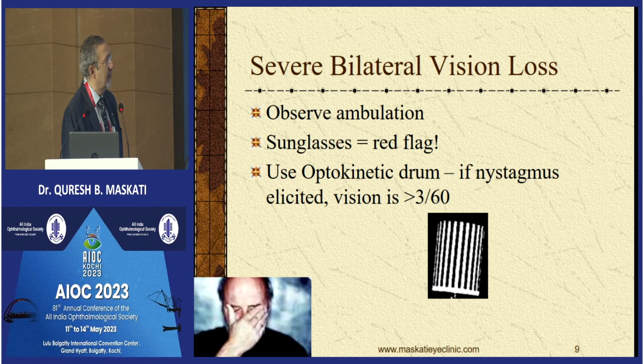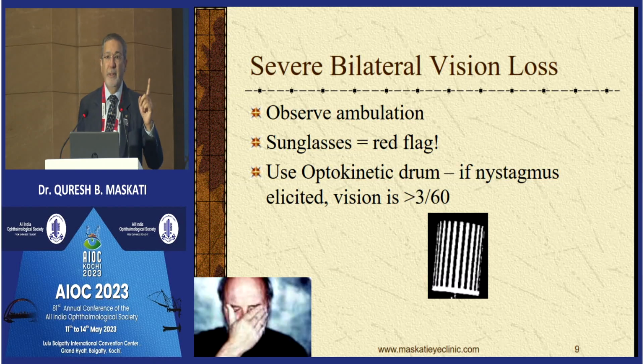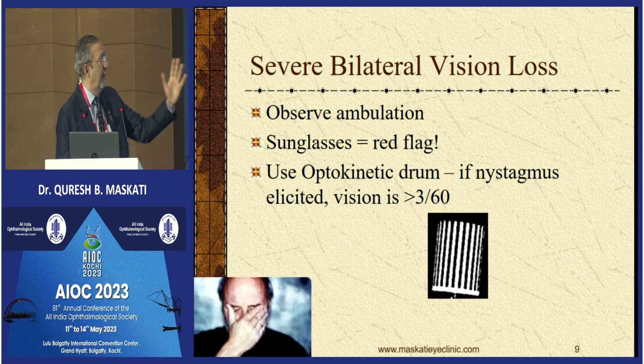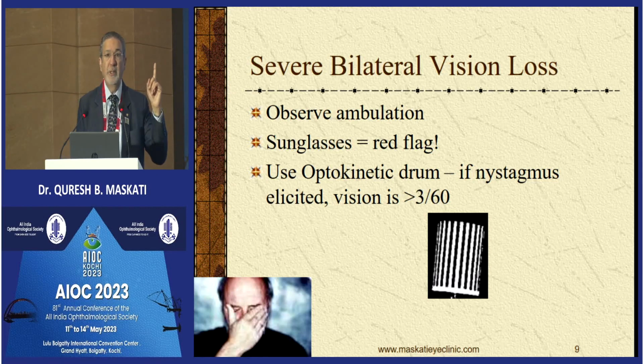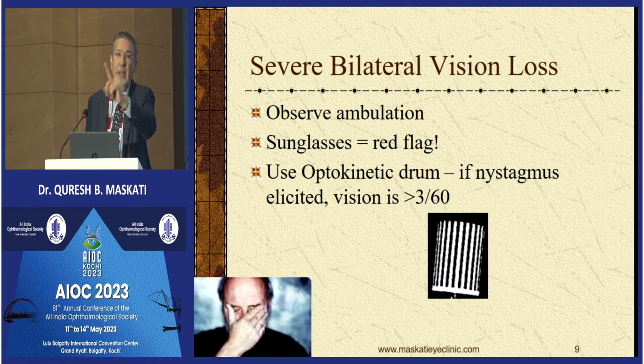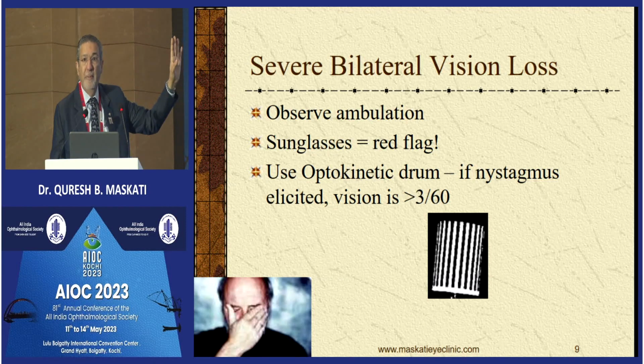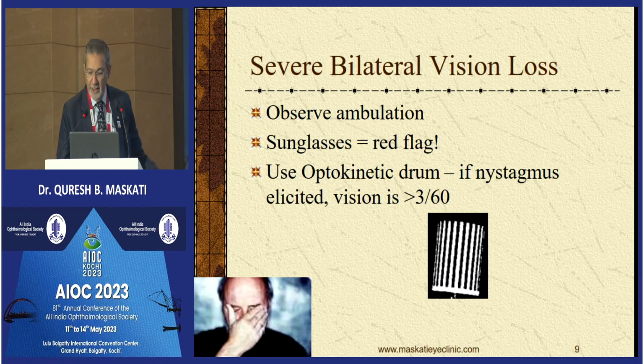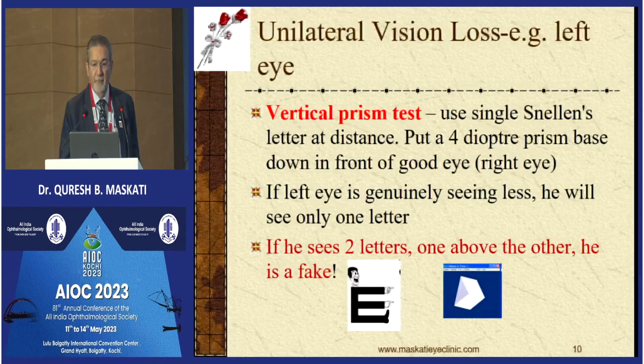Again, a simple test like an optokinetic drum. If you get nystagmus elicited, that means you moved the drum at a suitable speed. Don't move it too fast because the eyes will not move. But if you move it at a regular speed, and the patient's eye moves towards the stripes and then moves back to catch the next stripe, the vision is at least greater than 3/60. So again, a simple, inexpensive tool which all of us can keep.